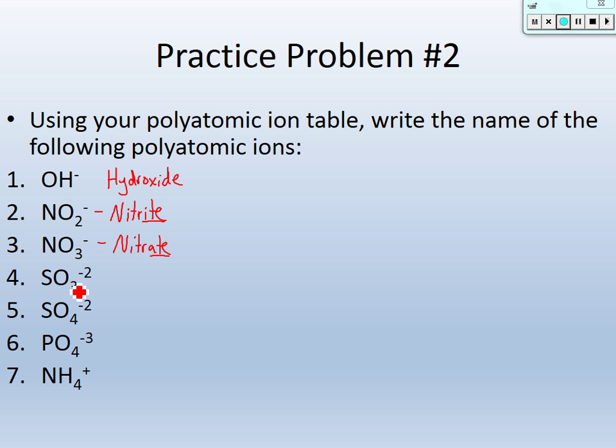Okay, SO3 and then SO4. They're going to be named similarly. What is SO3 called? Good, sulfite. It's got less, so it ends in ite. This one has more oxygen, so it ends in ate, so it's called sulfate. Okay, number 6, what did you put for this one? Phosphate. And then finally, number 7, what is that one called? Ammonium.